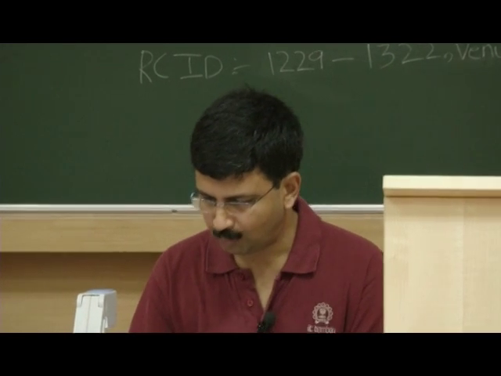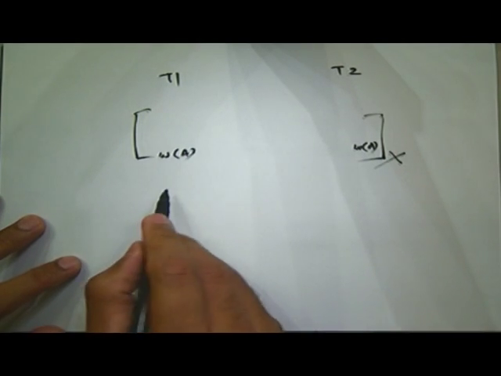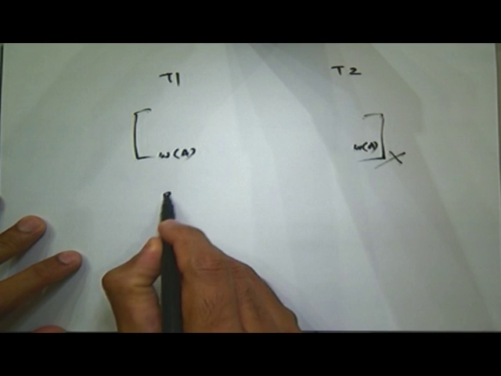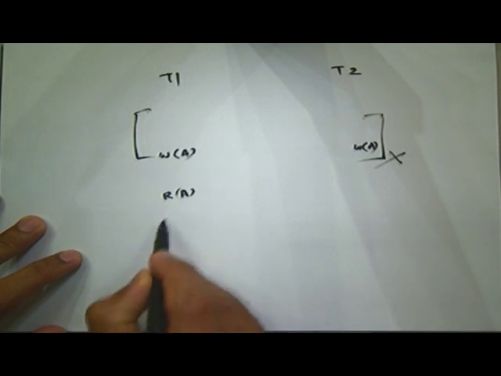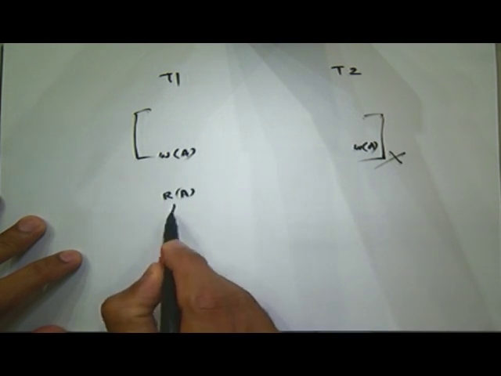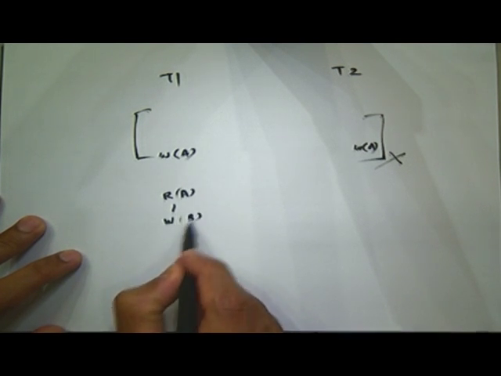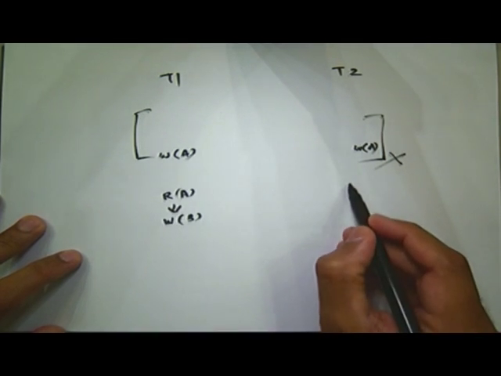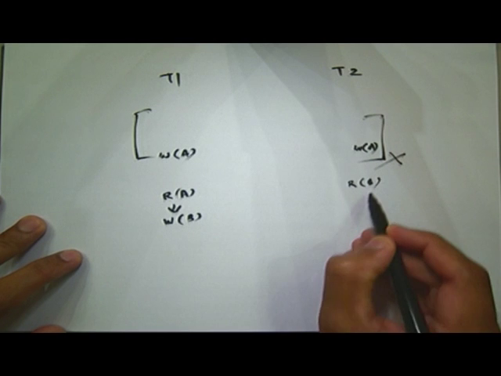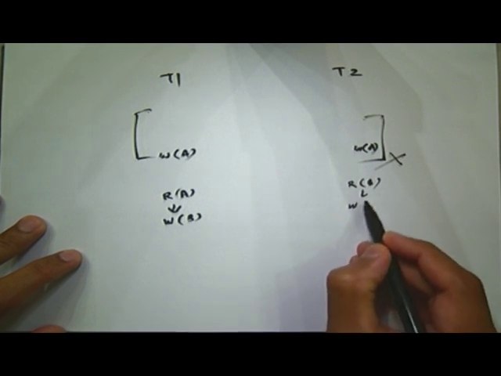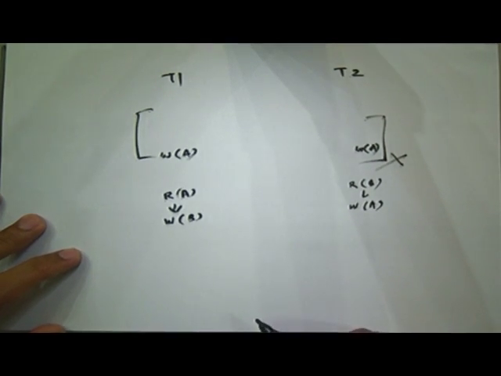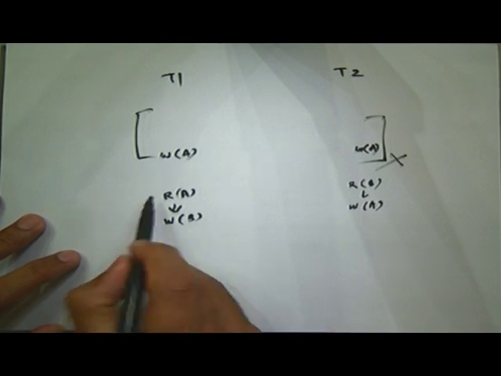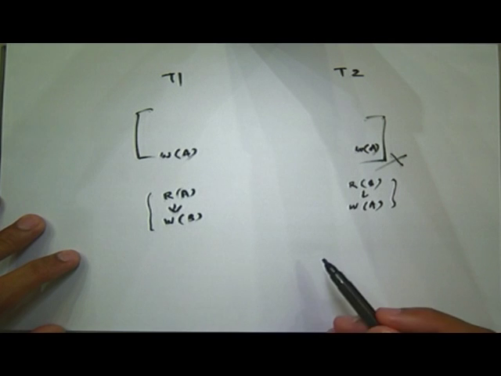The problem with that protocol is it allows something like this. Read A and take that value and write it to B. Okay? Write that value into B. And another guy reads B and copies that value into A. Now take these two transactions. This is copying the value from A to B. This is copying the value from B to A.